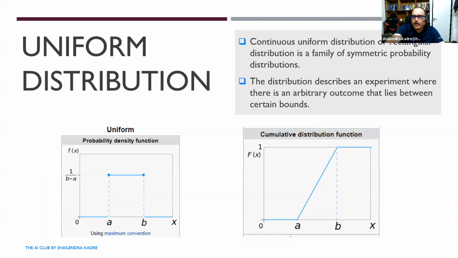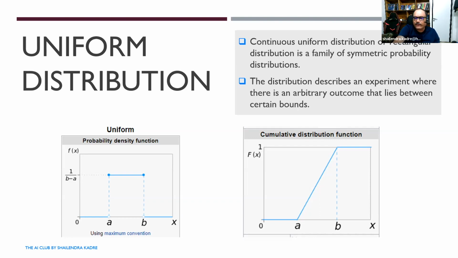So this is my cumulative distribution function, CDF. At a it is 0, at b it is 1, and in between it is constantly increasing. Did you understand that? Yes, sir. Okay, so the total area under the curve, that rectangle, is always 1. At a it is 0 and at b it is equal to 1, and linearly it is increasing.